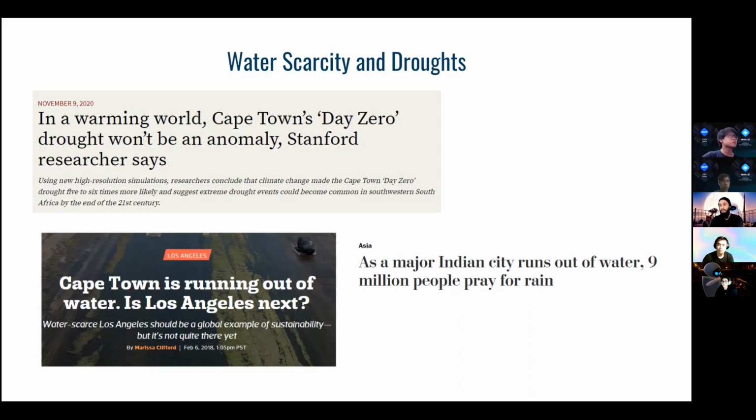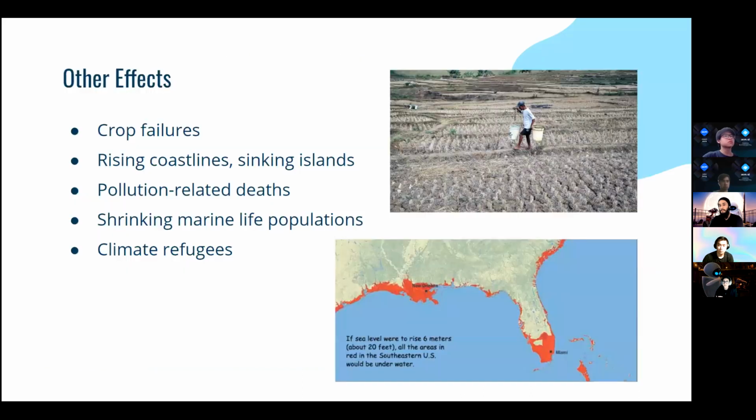And so there are some other effects as well, such as crop failures and rising coastlines. In the picture below, the red area shows what would happen if all of Greenland's glaciers were to melt: the sea level would rise and all of that red area would pretty much be underwater. A lot of people live there. What's going to happen to all the people, the houses, and the infrastructure there? They're going to be destroyed. So it's important that we stop that from happening.